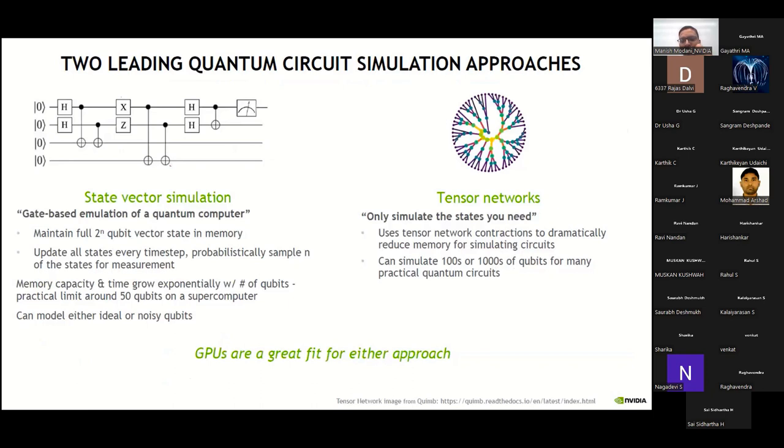Okay, sir. Each gate can have a pair of qubits. Yes, that can be there. Each gate can have a pair of qubits, as you said, with the 50. Yes, that's right. Thank you, sir.